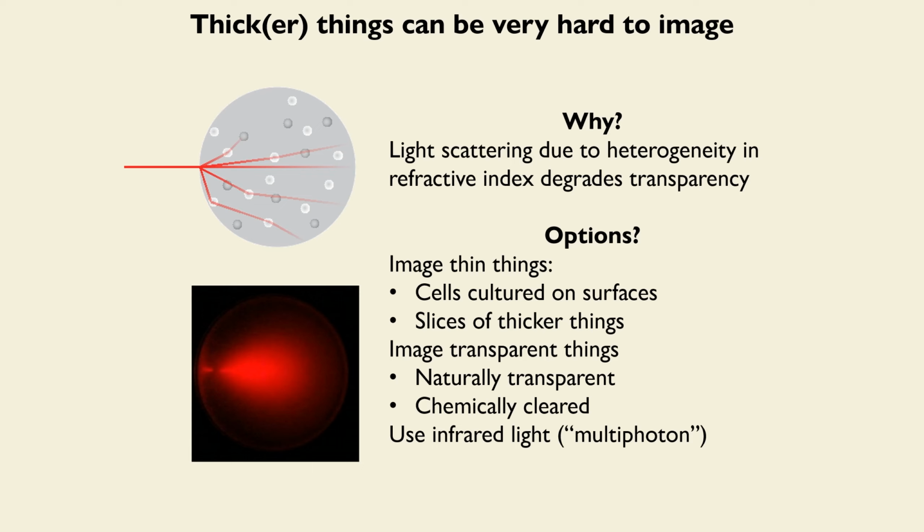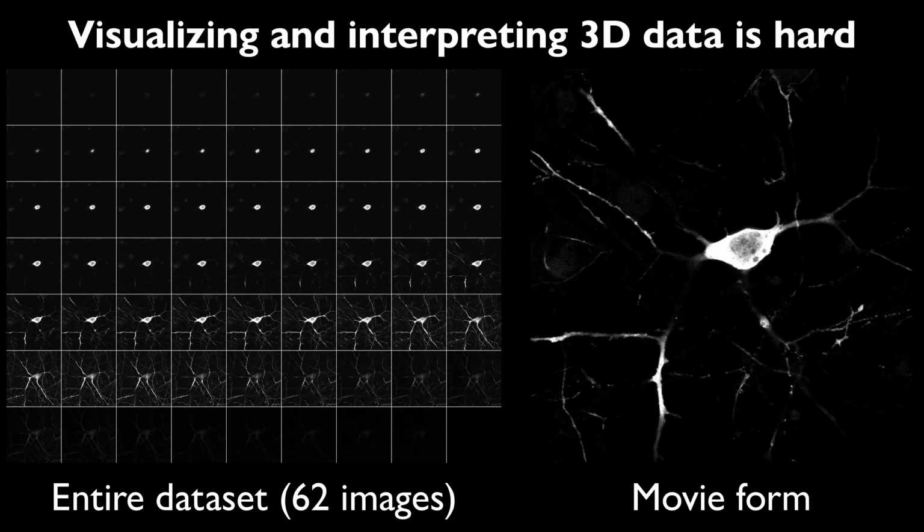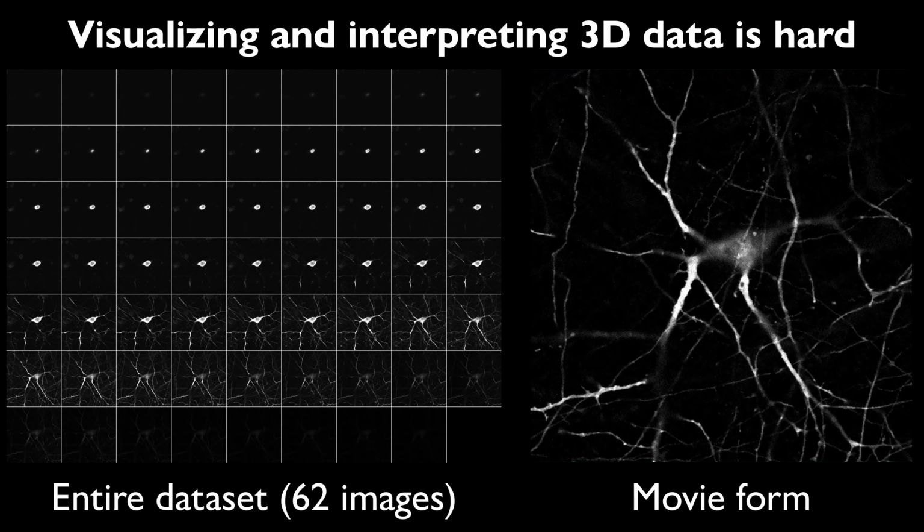So this is one challenge. Yes, confocal is better at imaging thicker things than something like a wide field fluorescence microscope, but things much thicker can cause problems even if you have a confocal. Another challenge inherent in confocal is that visualizing and interpreting three-dimensional data, which is what you often get, can be really hard. So this is an example of the neuron.